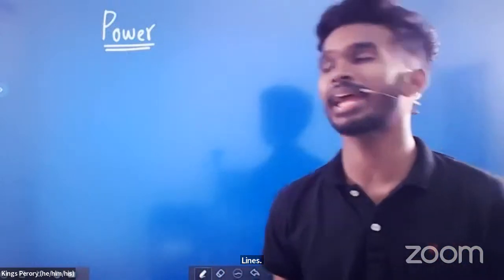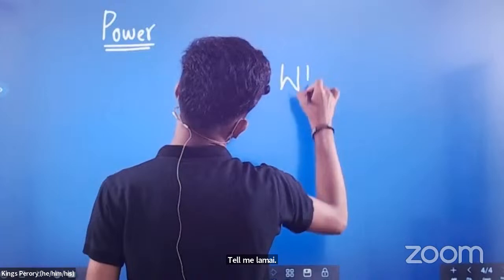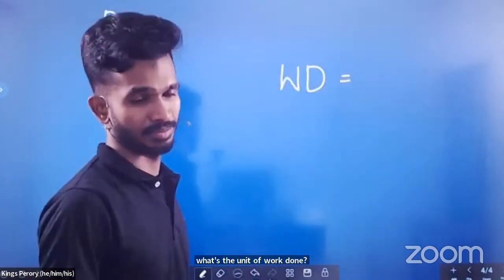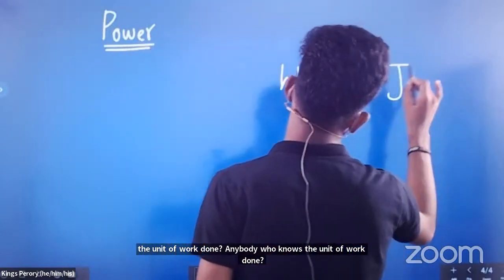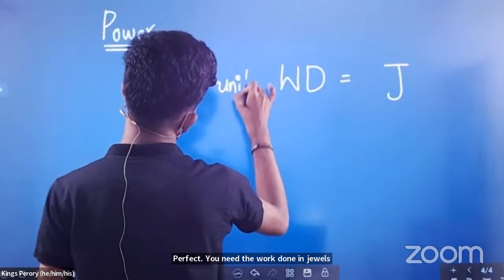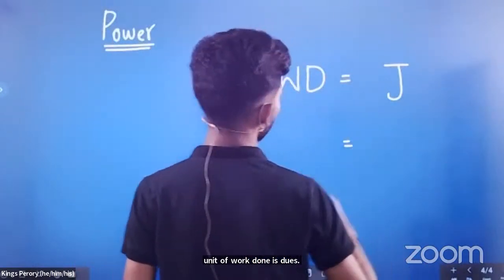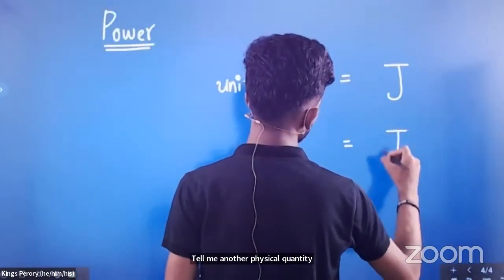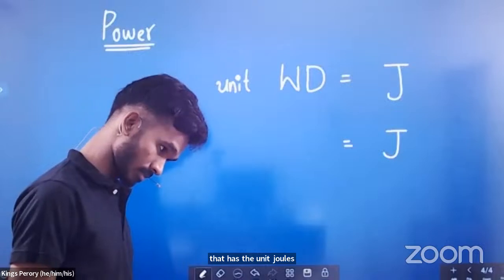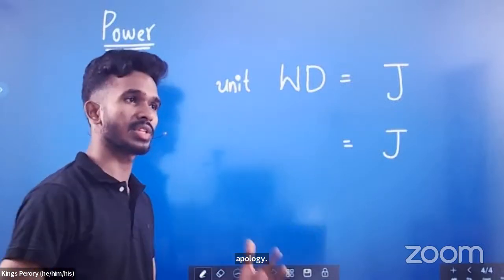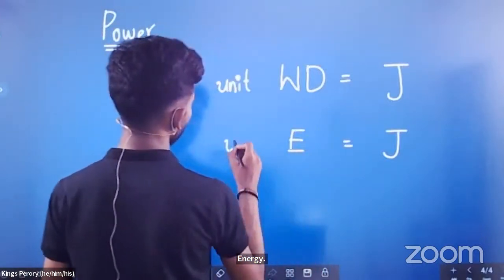I'll go one more step ahead. Tell me, what's the unit of work done? Joules. Perfect. The unit of work done is joules. Question: tell me another physical quantity that has the unit joules. Energy: kinetic energy, potential energy, heat energy, any energy. For energy also, the unit is what?